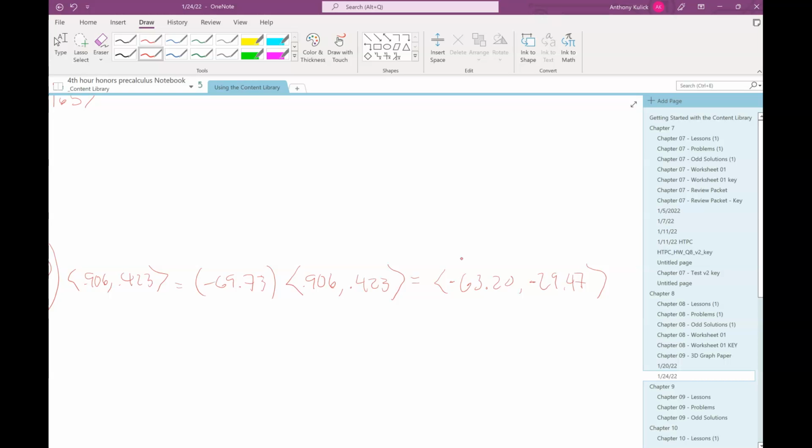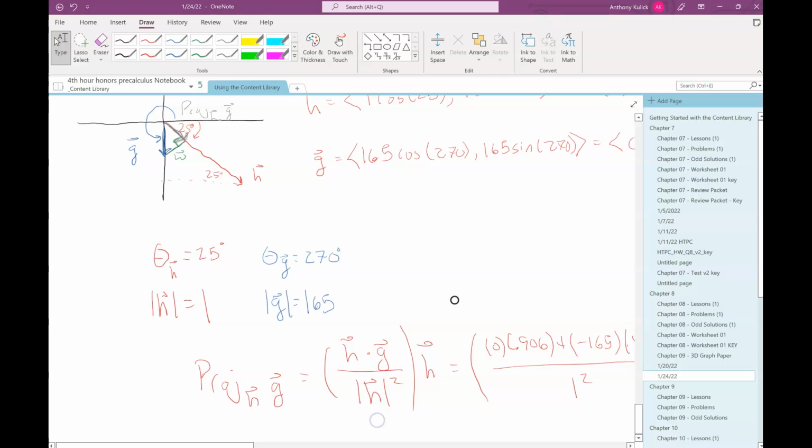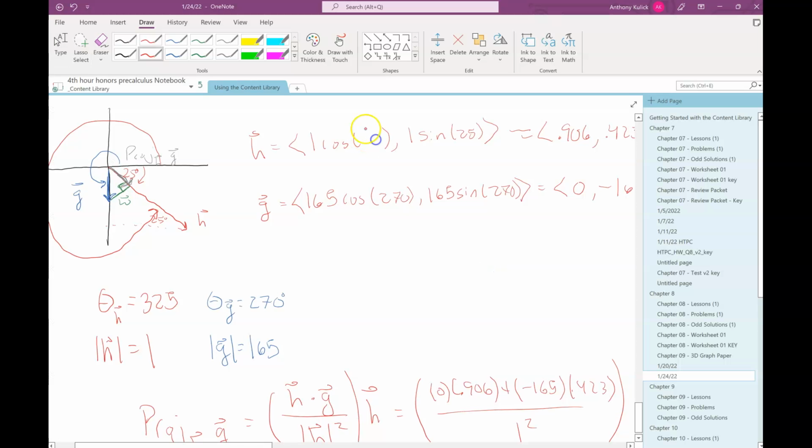Oh my goodness. Stop here for a moment. Did I do something dumb? I hope not. What's really the direction here? Right. It's like 335, not 25. I did it again. Don't worry, it doesn't change much.